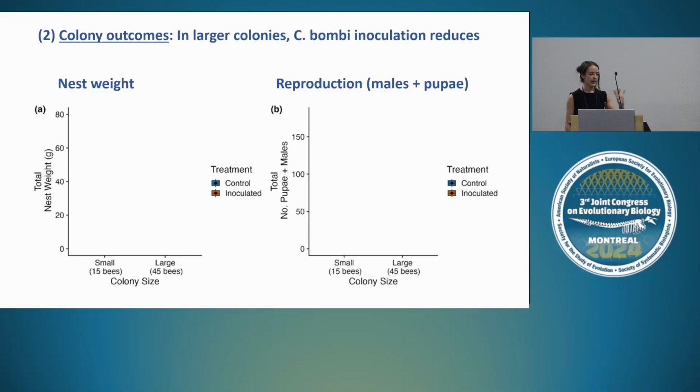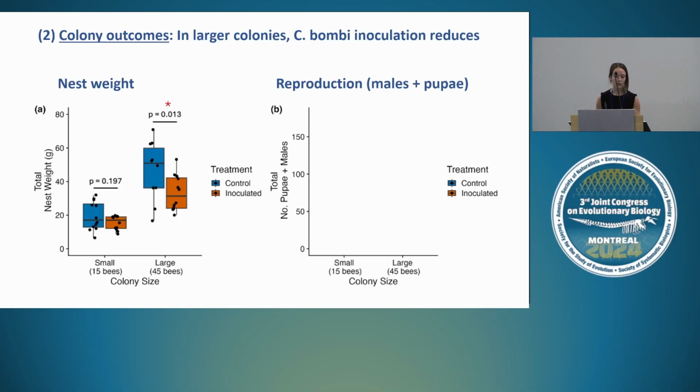So this is showing nest weight on the left panel and reproduction, so the total males plus pupa, on the right. And the small colonies on the left and big on the right, respectively, on the x-axis. And so if you look at the small colony group, we found no significant difference between the blue and red, control and inoculated, respectively, groups.